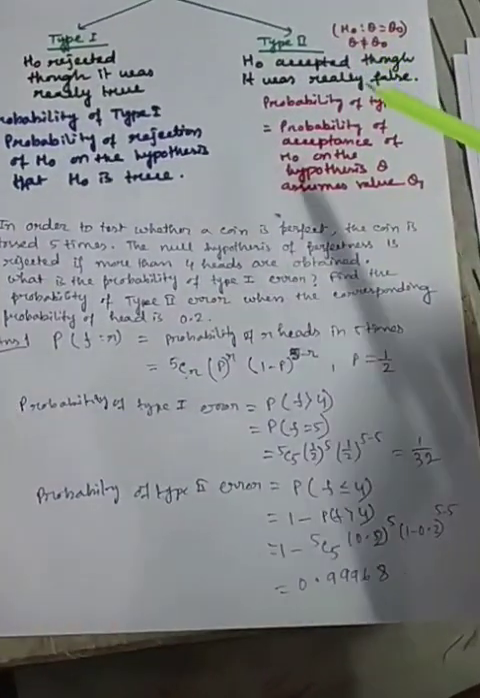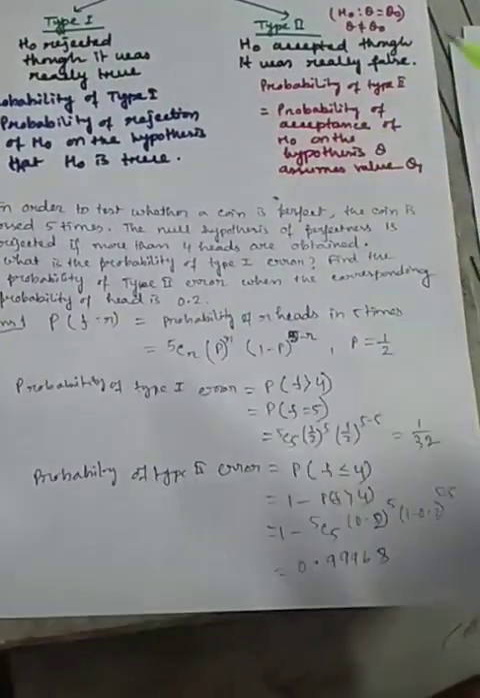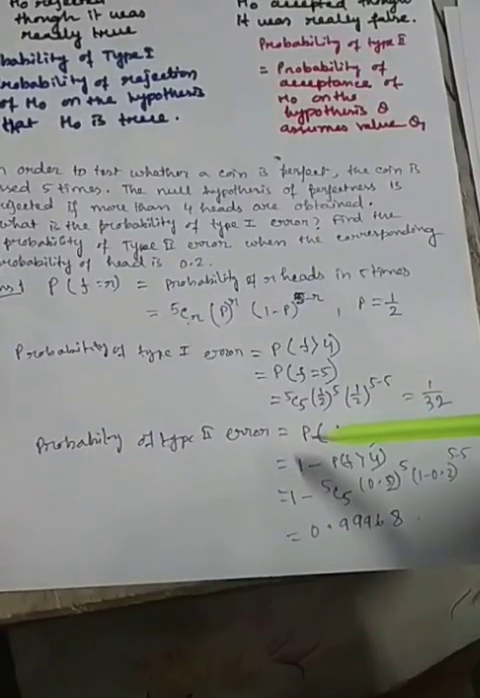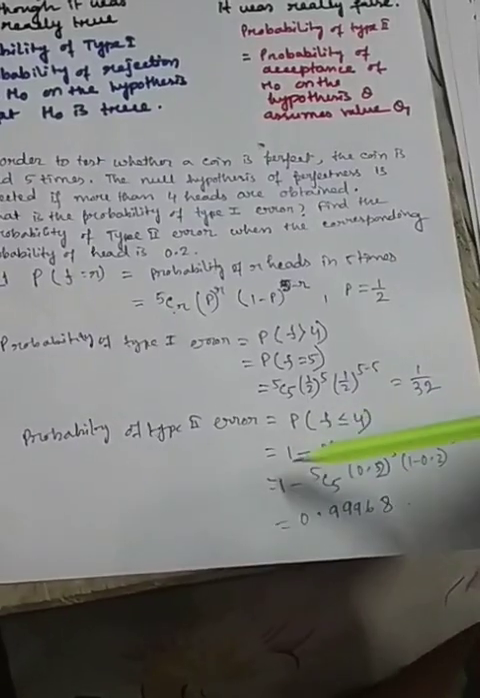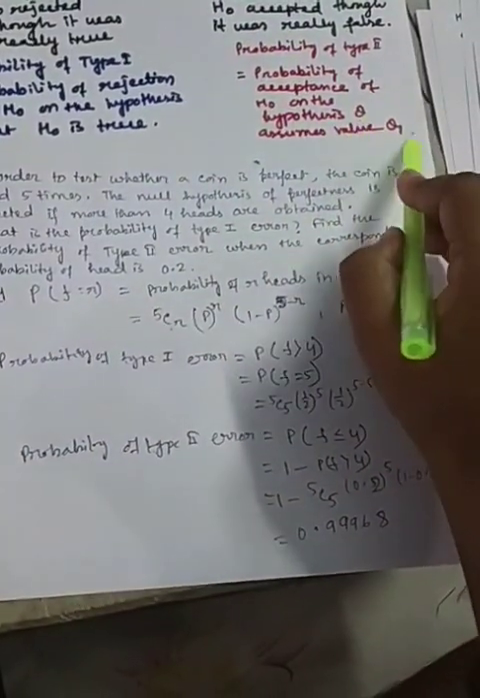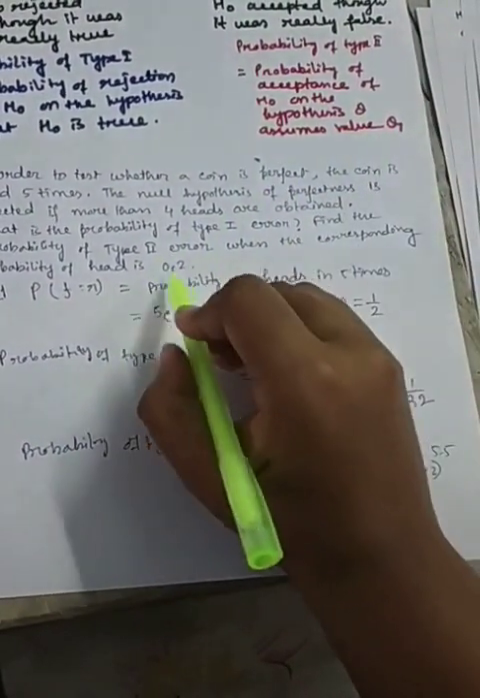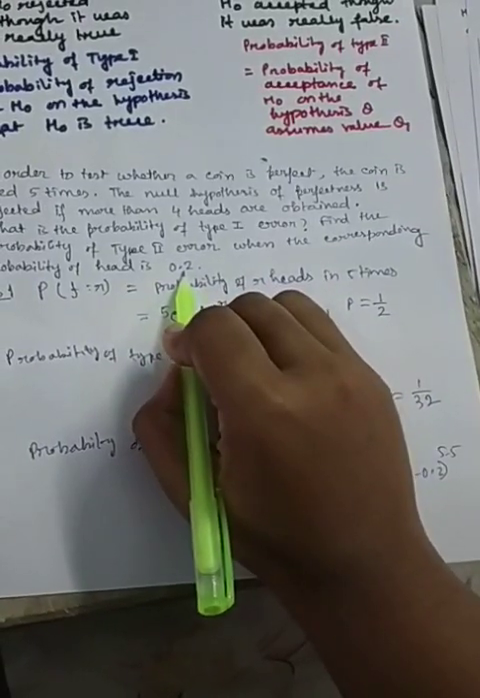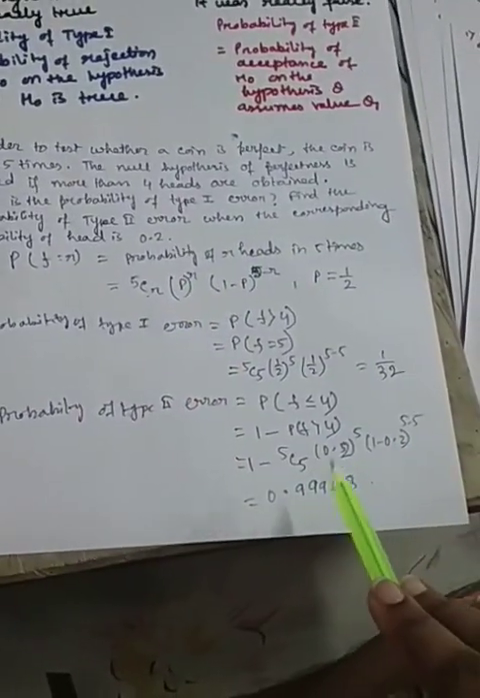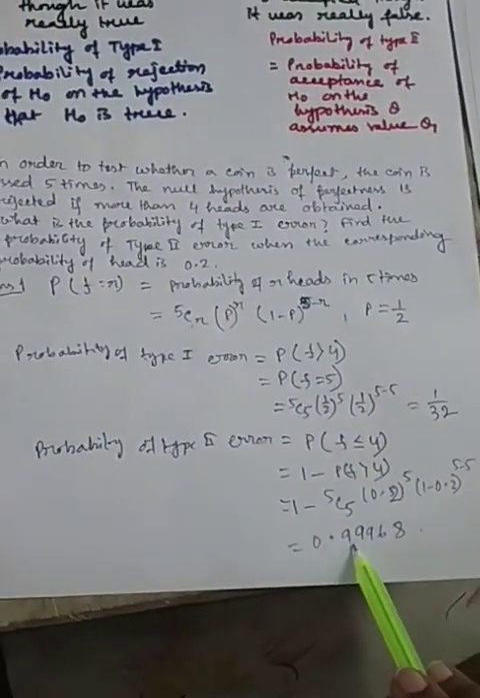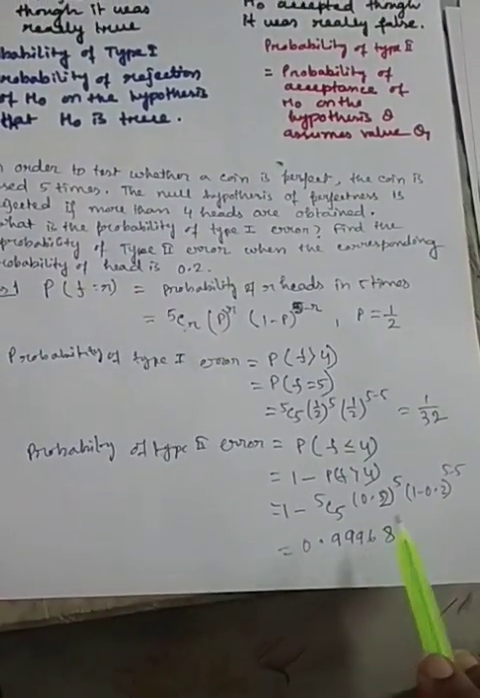So for type 2 we have to calculate the probability of acceptance. So the probability of acceptance for this problem is the probability of F less than or equal to 4. That is, by probability we can calculate 1 minus the probability of F greater than 4. F greater than 4 means the probability of F equal to 5. But remember, the type 2 problem will be solvable by the value of theta equal to theta 1. According to the problem, the value of probability corresponding to head is 0.2. So here we have to replace p by 0.2. And then you will get the probability of your type 2 error as 0.99968.